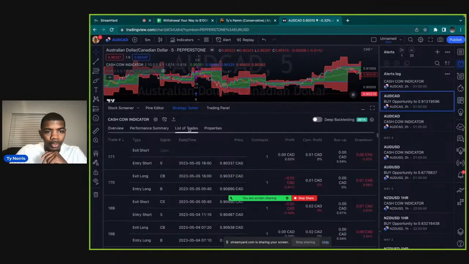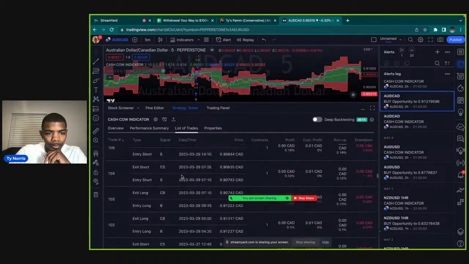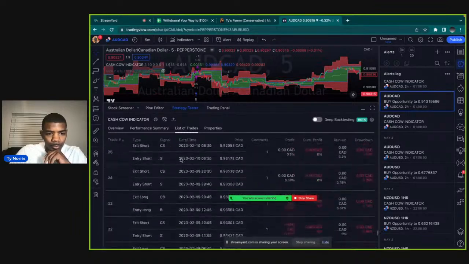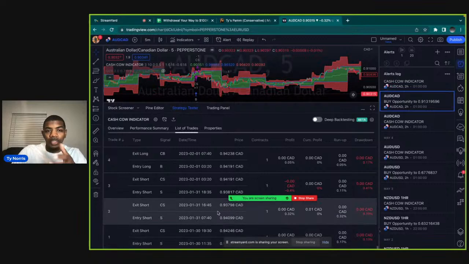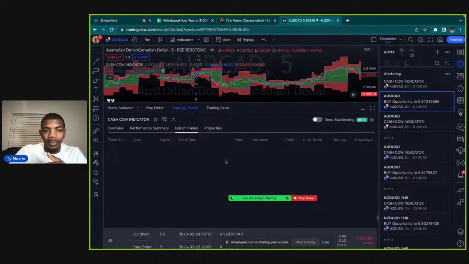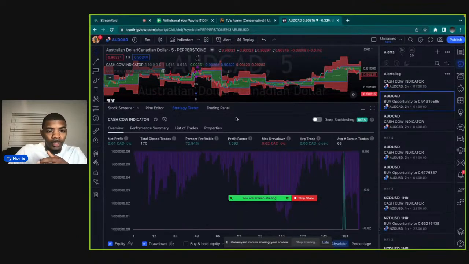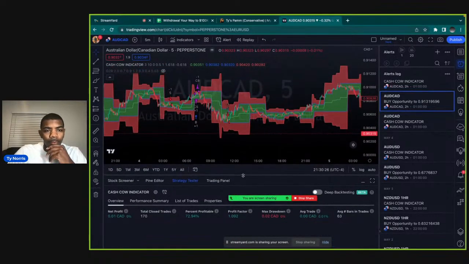Let's look at the list of trades. This indicator is going all the way back to the beginning of this year on the 5-minute time chart. And since the beginning of January, it's telling you that on the 5-minute chart, it's been almost 73% accurate. And these are a lot shorter trades.